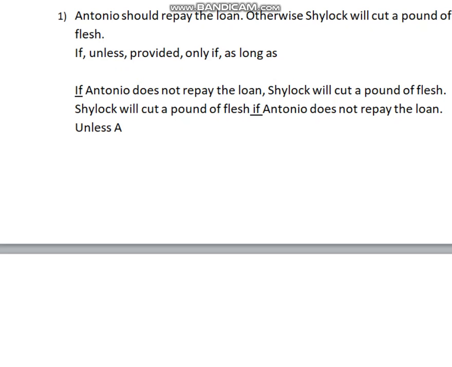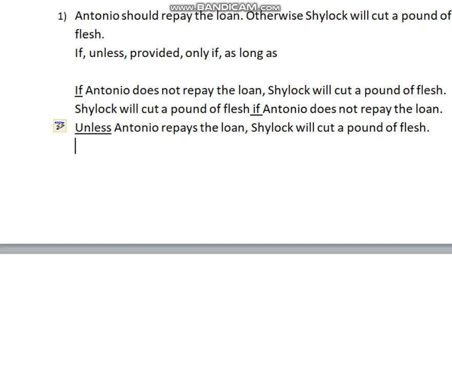Unless Antonio repays the loan, comma, Shylock will cut a pound of flesh. Again, something really important that you have to remember: do not use not with unless. Do not use not with unless, otherwise your answer will be wrong.